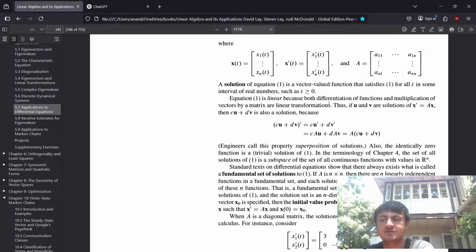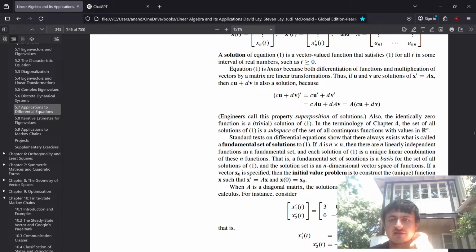Thus, if u and v are solutions of x prime is equal to Ax, then cu plus dv is also a solution. Because (cu plus dv) prime, where c and d are constants, is equal to c u prime plus d v prime, which is equal to cAu plus dAv, which is equal to A(cu plus dv). Engineers call this property superposition of solutions. Also, the identically zero function is a trivial solution of 1.